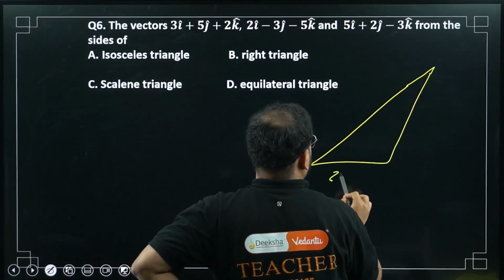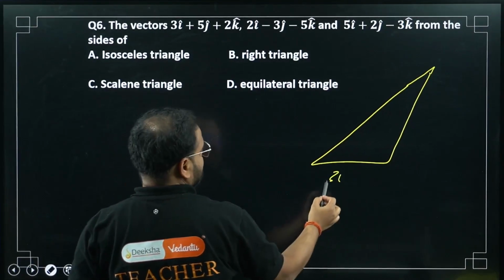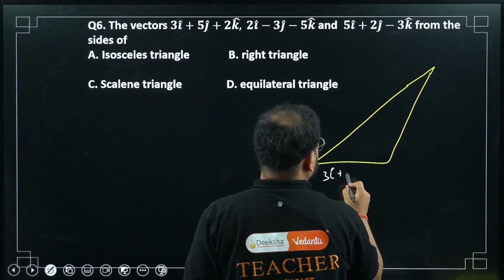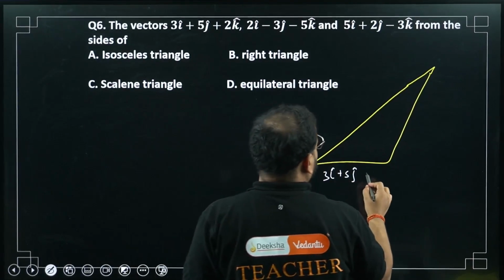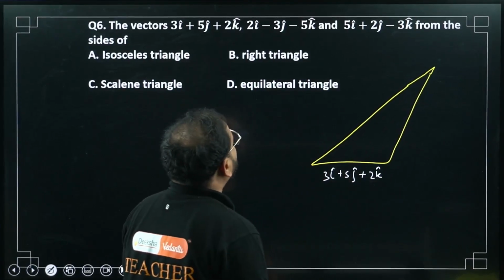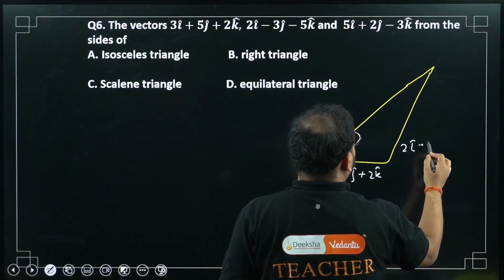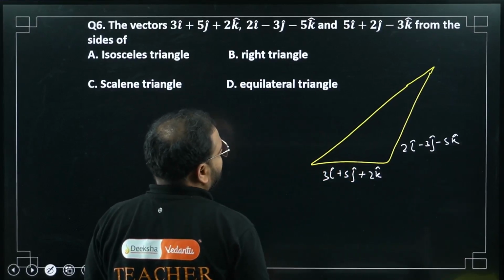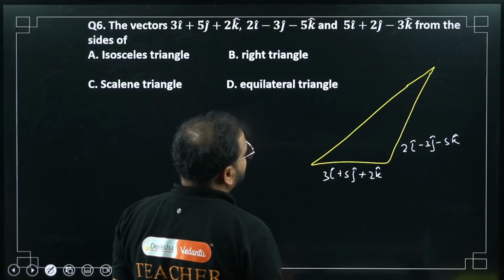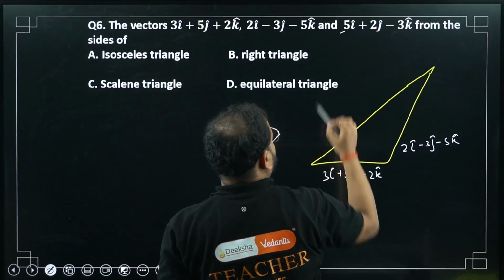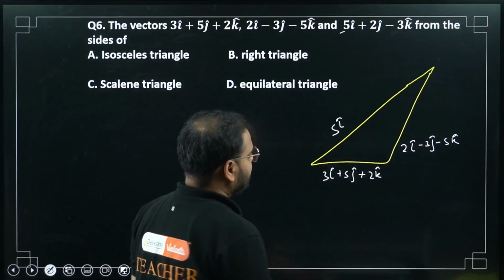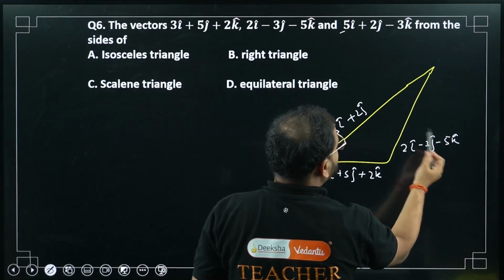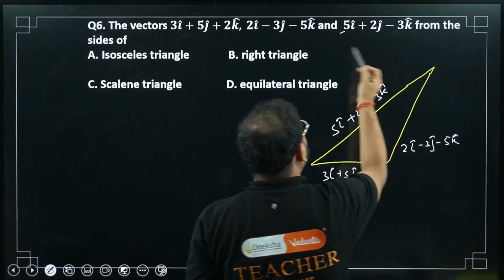What is it? 3i cap plus 5j cap plus 2k cap. And what is this? 2i cap minus 3j cap minus 5k cap. Okay. And the sum should be equal to what? The last one. Please check. 3 plus 2 is 5. So correct, 5i cap is satisfying. 5 minus 3, so 2. Correct, 2j cap. And 2 minus 5, so minus 3k cap.